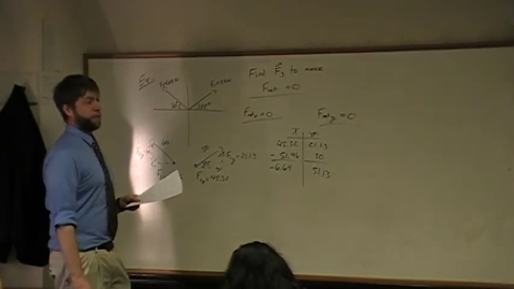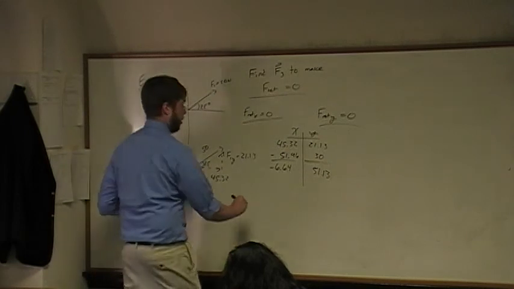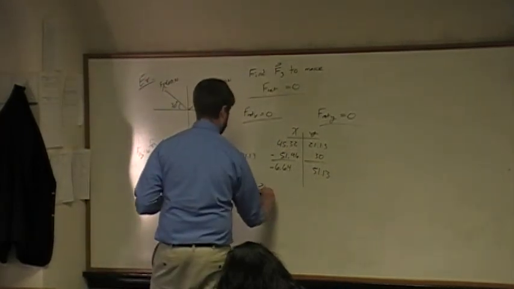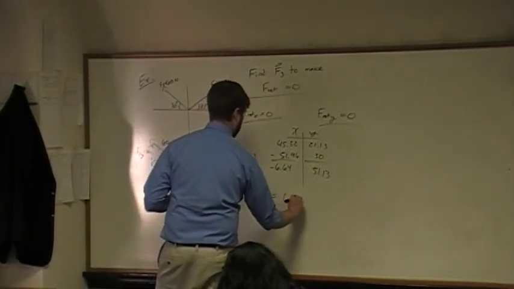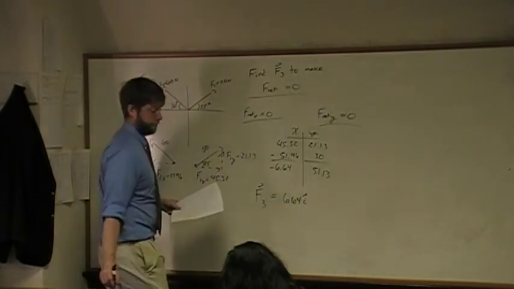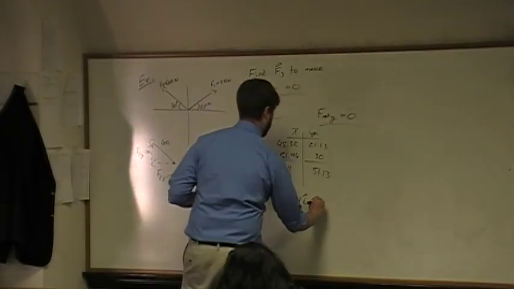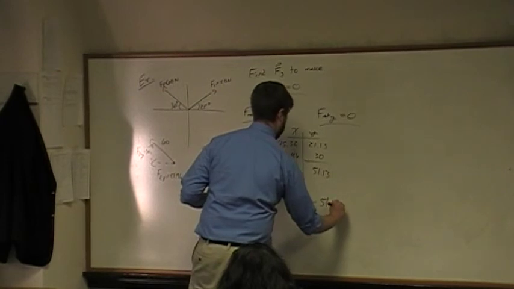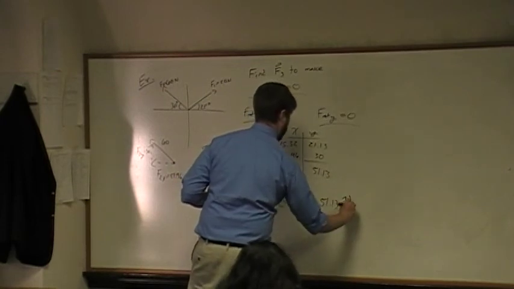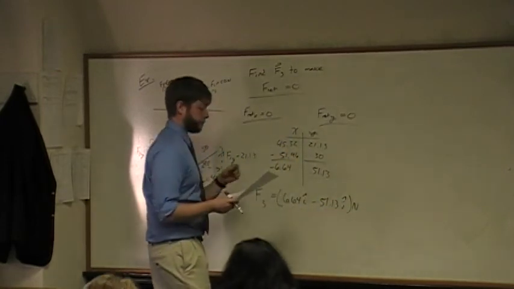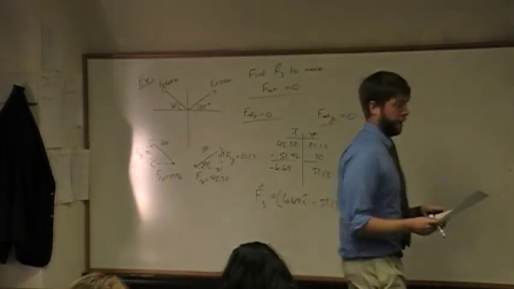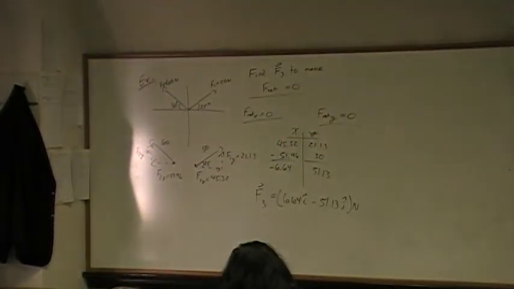So what must F3 be equal to cancel all this out? 6.64 i hat minus 51.13 j hat, and that's our answer in newtons. Everybody okay with that? All right.